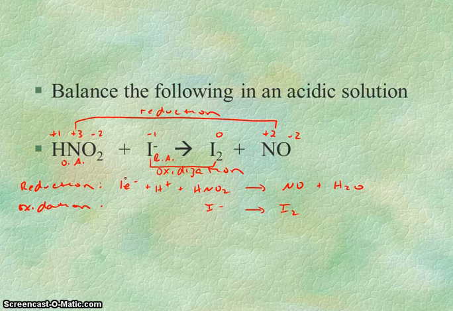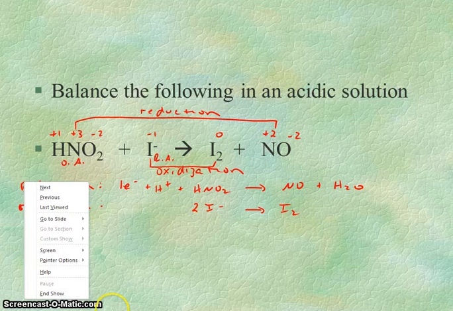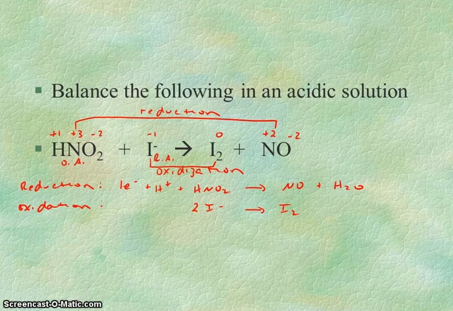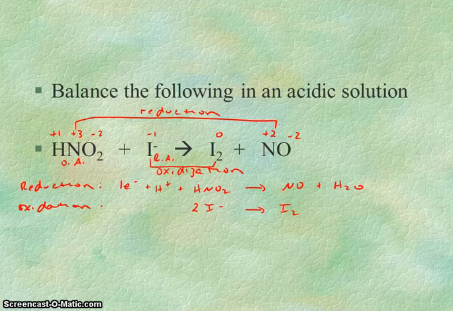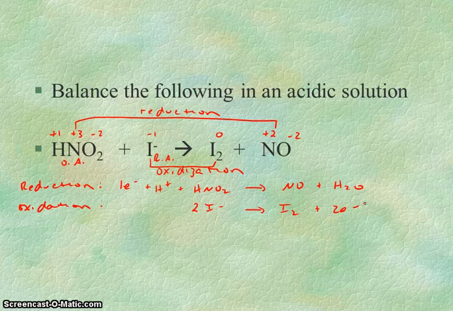Now let's balance our oxidation half reaction. Our first step tells us to balance everything but oxygen and hydrogen. We've got 2 iodines, so we need 2 iodines. Now this particular step doesn't have oxygen, so we don't have to worry about that. It doesn't have hydrogen, so we don't have to worry about that, but we do have to balance charge. We've got a -2 on this side, we've got a 0 on this side, so we need to add 2 electrons to balance our charge.